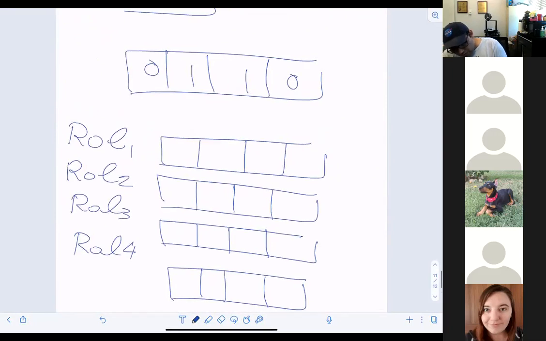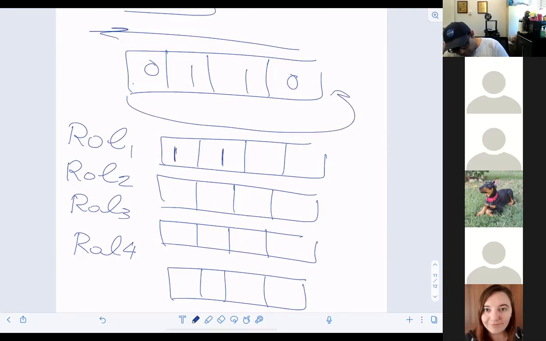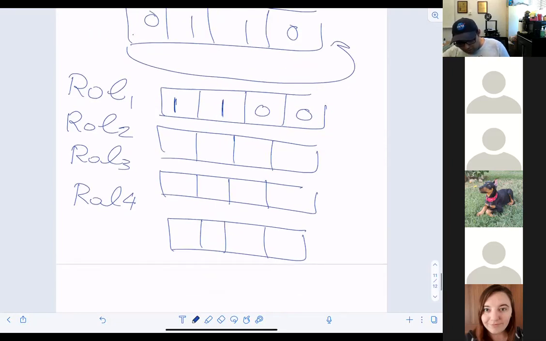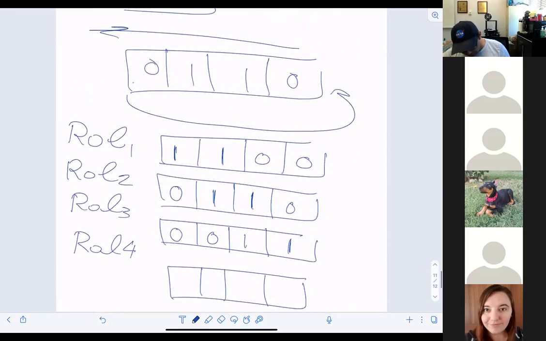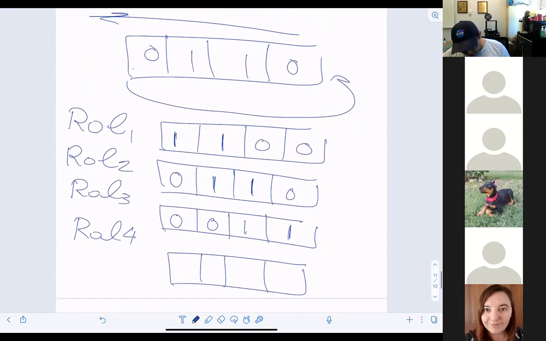So let's do it left. That means I'm going like this, so that 0 will go back. Here it's going to be 1, 1, 0, 0. Then that goes there, so 0, 1, 1, 0. Then one more time, so it's going to be 0, 0, 1, 1. Then one more time. I think I made a mistake. Yeah, rotation 2 should be 1, 0, 0, 1.